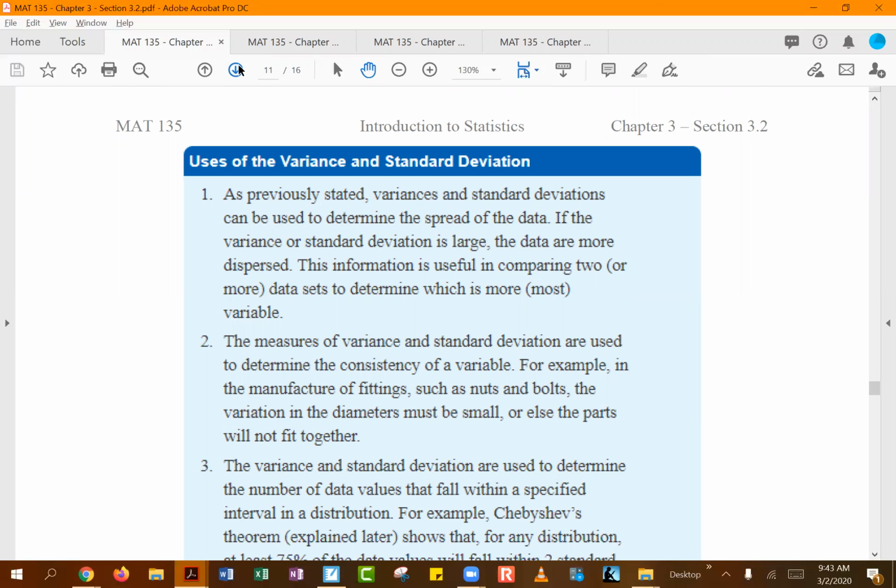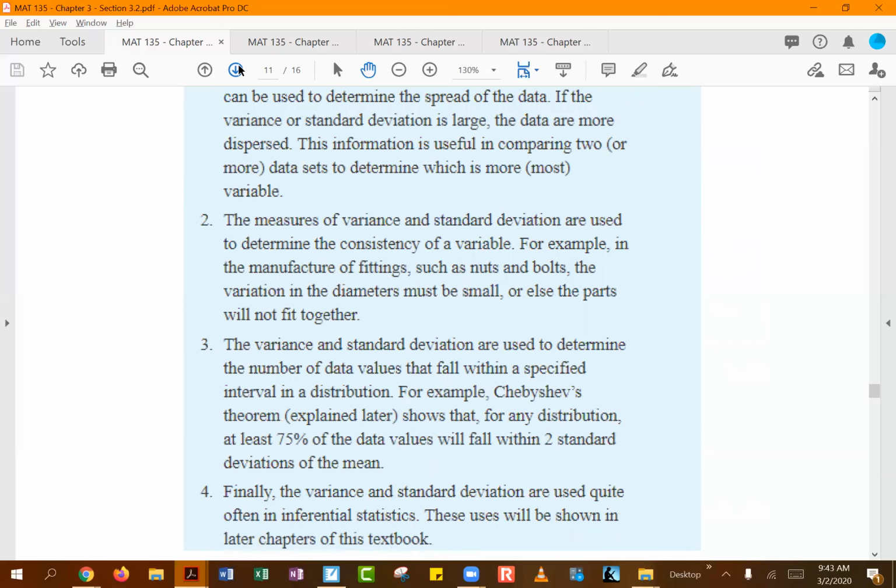so we are talking about the spread of the data. So the larger your values will be for variance and standard deviation, the more spread out or dispersed your data is. Of course, we want them to be closer, and especially closer towards the mean. You can also think about using these calculations for looking at the consistency of your variable.